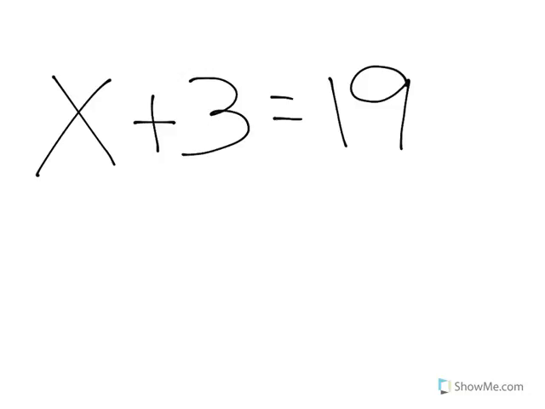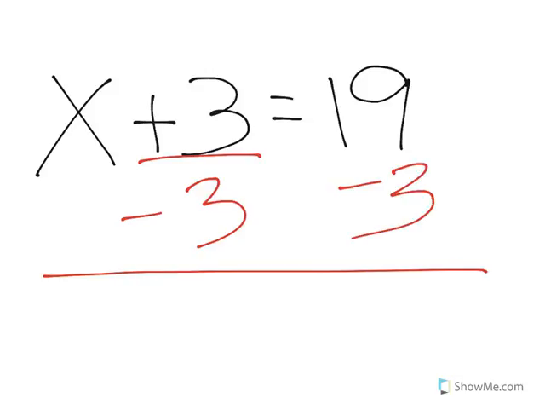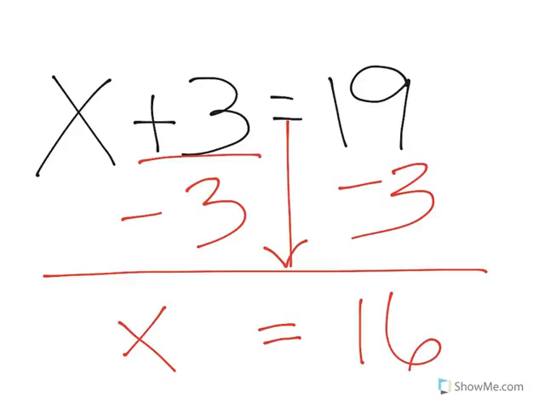To isolate the variable, we must reverse the operations acting on the variable, performing the same operation on both sides of the equal sign because this acts as a balanced scale. So in this problem, we're going to reverse the adding of 3. And to reverse that, we're going to subtract 3 from both sides of the equation. That would leave us with x. We bring down the equal sign, and 19 minus 3 gives us 16.